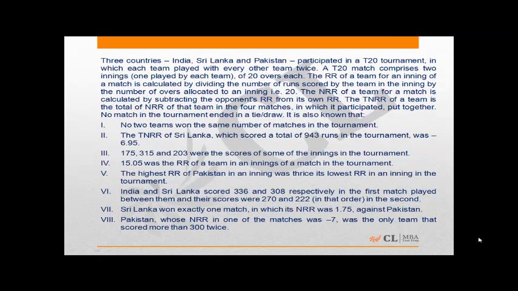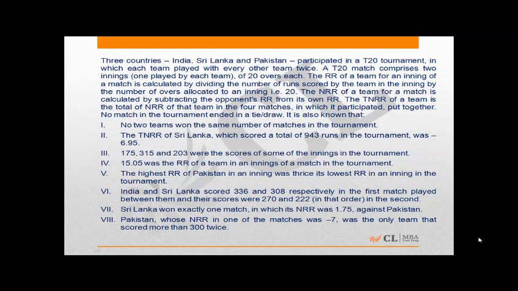The total net run rate of Sri Lanka, which scored a total of 943 runs in the tournament, was minus 6.95. That means the sum of all the net run rates, that is of all the four matches of Sri Lanka, is minus 6.95, and it scored a total of 943 runs in all the four matches. That is, the sum of the scores of all the four matches of Sri Lanka is 943.